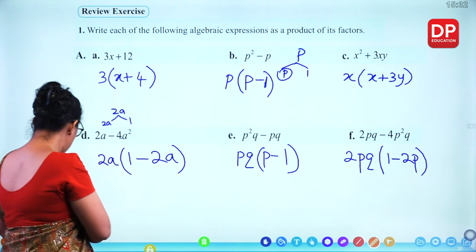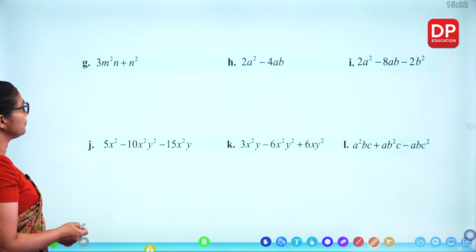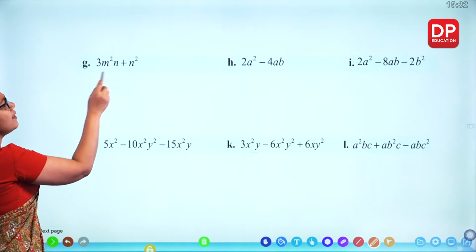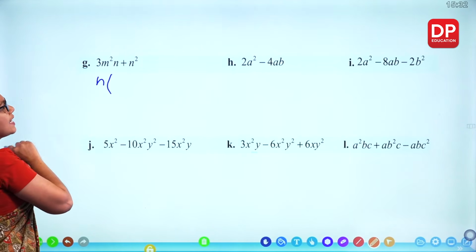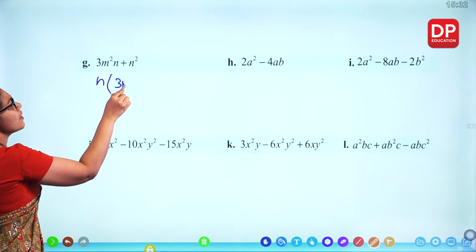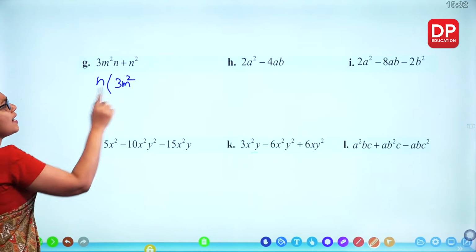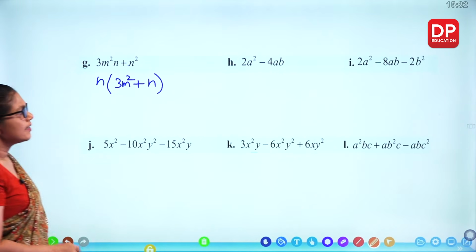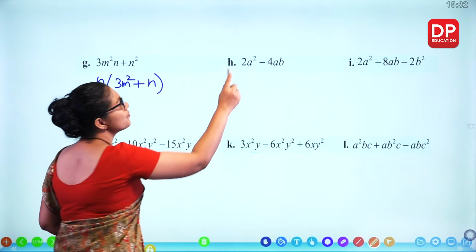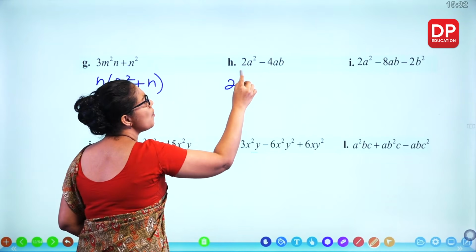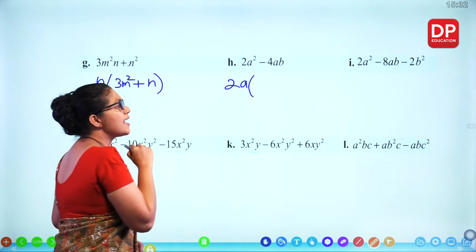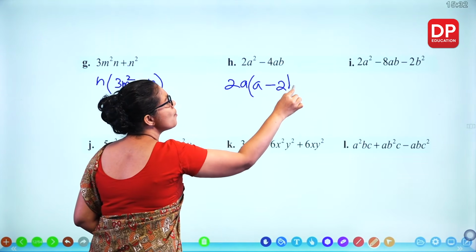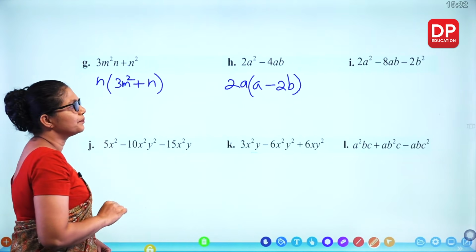Now we'll look at the next part. What's common here? What can you see? 1 n is common. When I take n out, you get 3m squared inside plus 1 n. In this question, 2 is common and 1a is common. So when I take 2a out, 1a is remaining and 2b from this one.